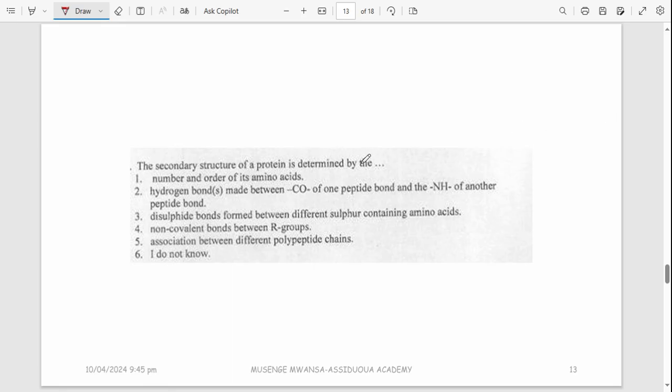The secondary structure of a protein is determined by, remember this is secondary, number and order of amino acids. The number and order is primary. Hydrogen bonds made between CO of one polypeptide and NH of another. This is true, you're going to have hydrogen bonds. Disulfide bonds will be in tertiary. Non-covalent bonds, that's tertiary. These are the hydrophobic bonds. Association between different polypeptide chains: actually, for secondary, I had mentioned it should be the same polypeptide, so this is not true.